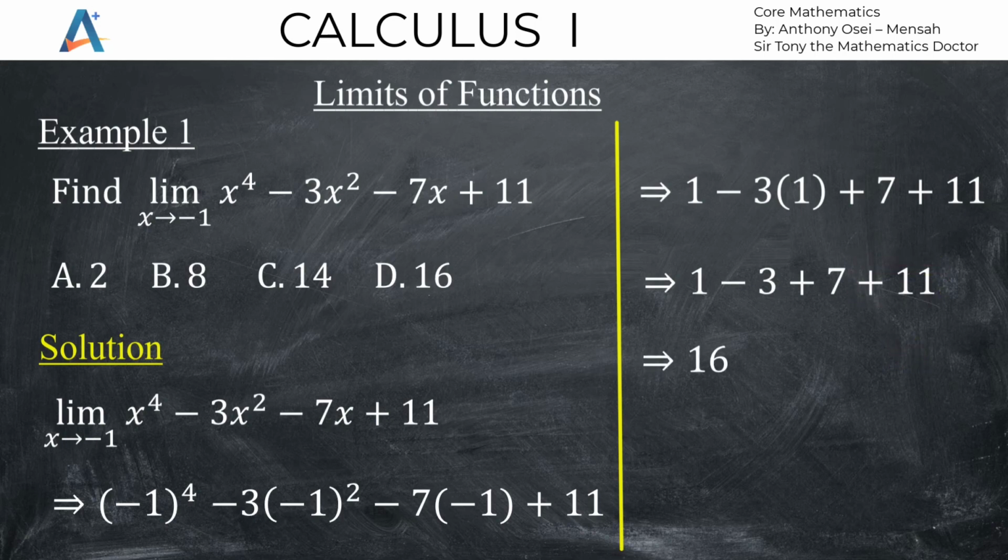That means the limit as x approaches -1 of x raised to the power 4 minus 3x squared minus 7x plus 11 is 16. So the answer is D. D is the answer for this particular question.